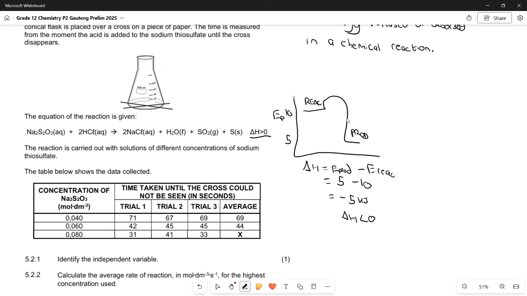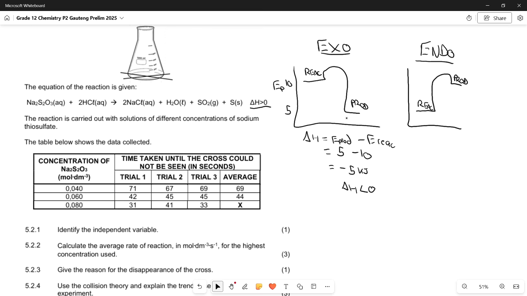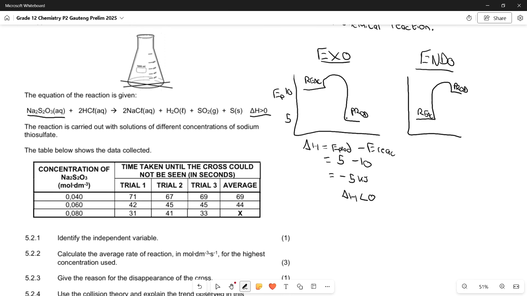This is a negative value, which is delta H less than 0, i.e. negative. So for an endothermic reaction, delta H is positive, so the shape is exactly the opposite. Those are our reactants, those are our products, and it is just a different shape, meaning endothermic is taking in heat, and exothermic is releasing heat. We'll see how we need to place that when we go forward, but it does say the reaction is carried out with solutions of different concentrations of sodium thiosulfate. So we have different reactions with different concentrations of our sodium thiosulfate. The table below shows the data collected. We have the concentration of Na2S2O3 in terms of mol.dm to the negative 3.